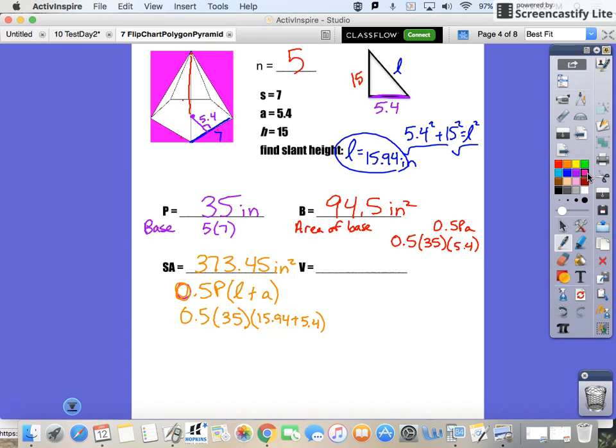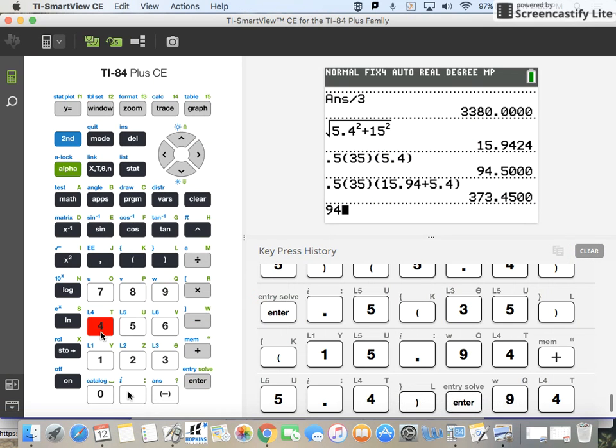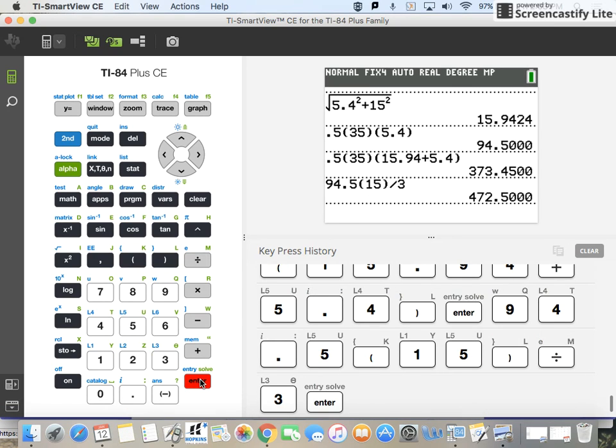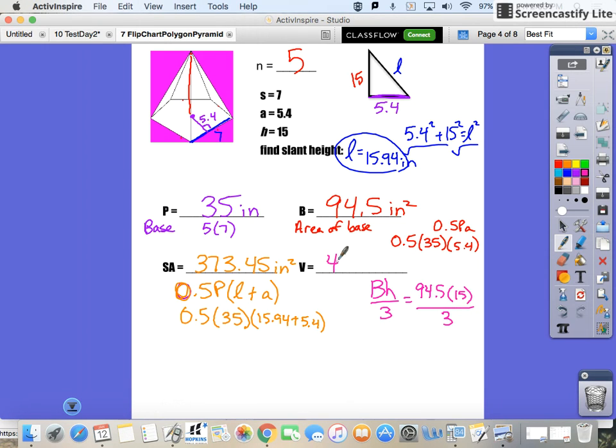And then last is volume. Volume is area of the base times the height divided by 3. So 94.5 times 15 divided by 3, 472.5. And this is volume, so we need inches cubed. All right, we got one more example, and then you can start your assignment.